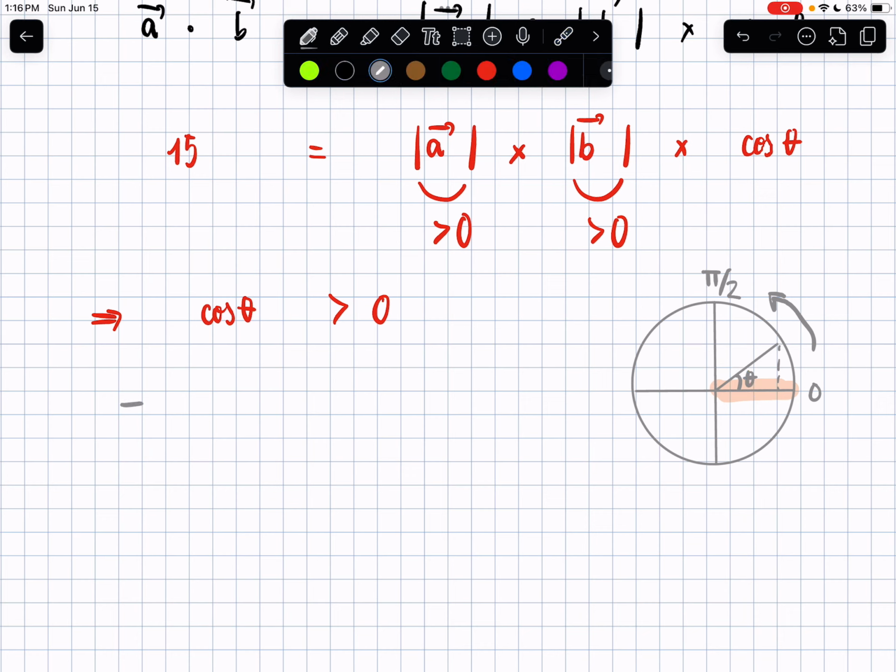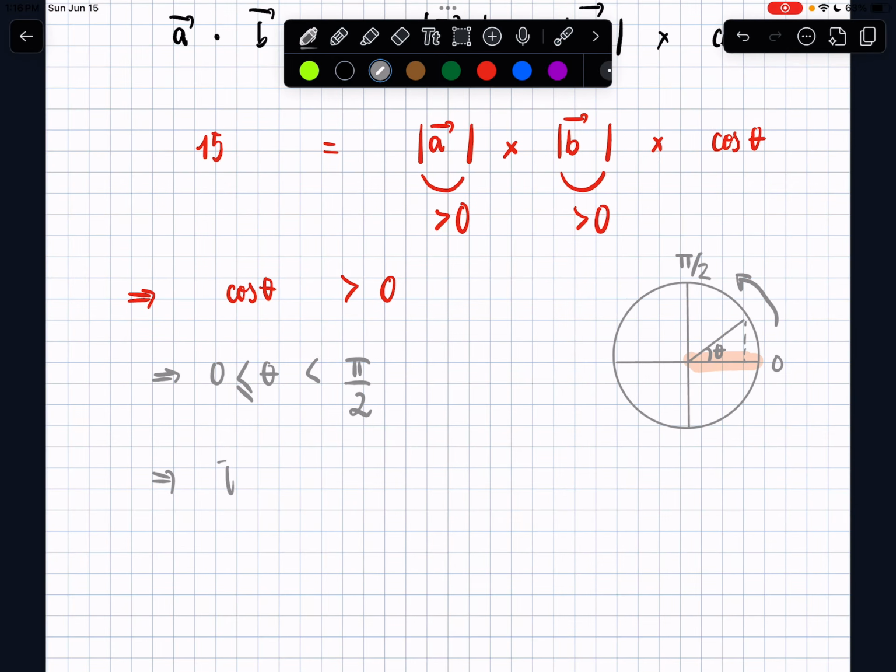So this implies theta is bigger than or equal to 0, and less than pi over 2. Actually, strictly less than pi over 2, because if it is equal to pi over 2, then cosine is 0, but cosine is positive. The angle is acute.